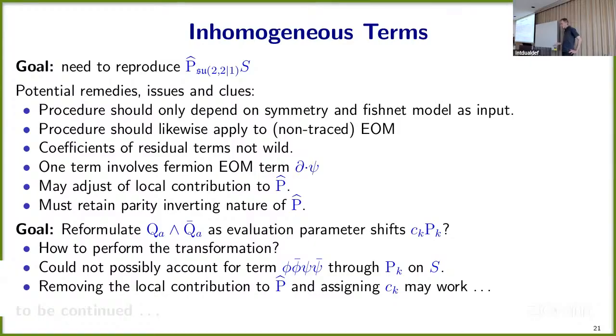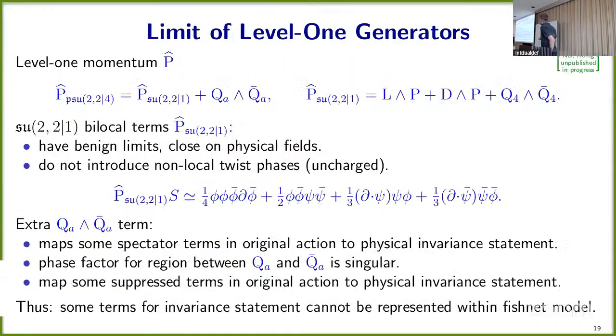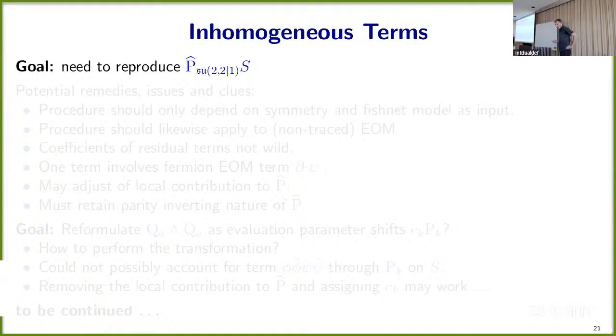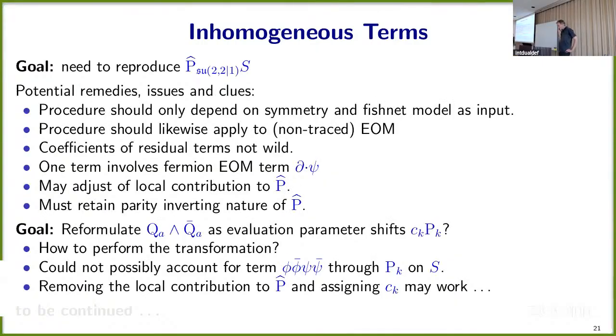However, one could not possibly account for one of the terms that arises here, particularly this term here, could not come through a derivative acting on something because there's just no derivative in this term. Somehow you'd have to get rid of it. But in fact, it may work that if you change the local contribution of p hat, you'll actually remove this term, and what remains in the rest might just be these evaluation parameter shifts, and that's something of yesterday after midnight. So it seems to work, but yeah, let's see. This is the story to be continued.